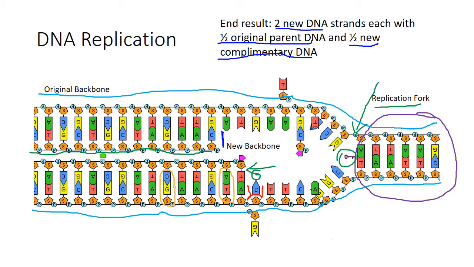I have a T right here. What would pair with the T? I hope you said A. All right. Let's do one more. Let's do this A over here. All right, good. It would be a T.